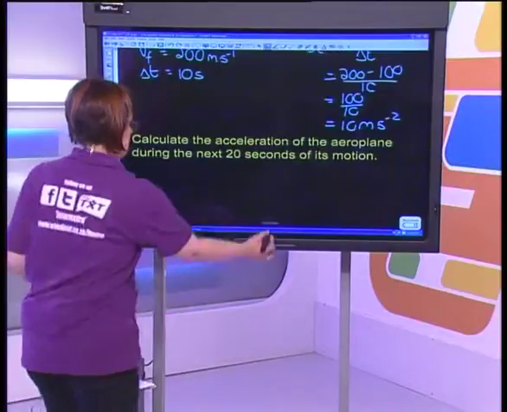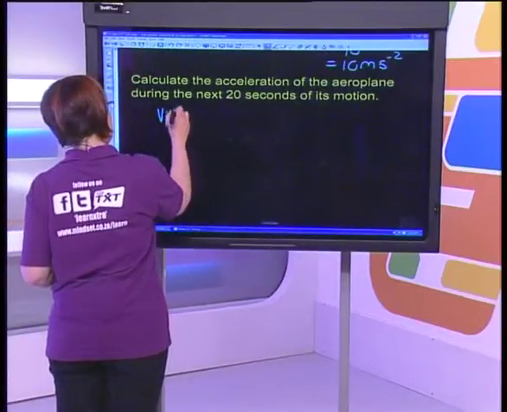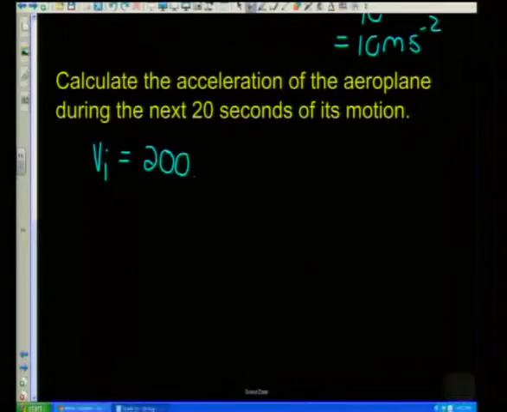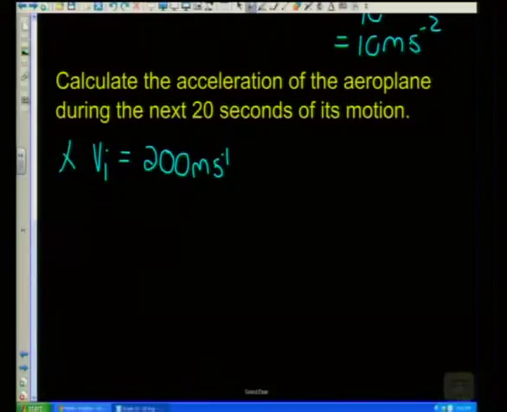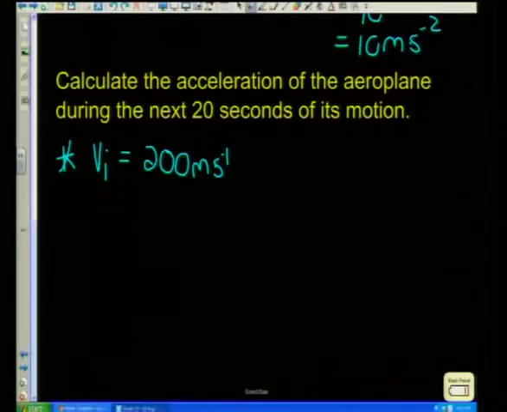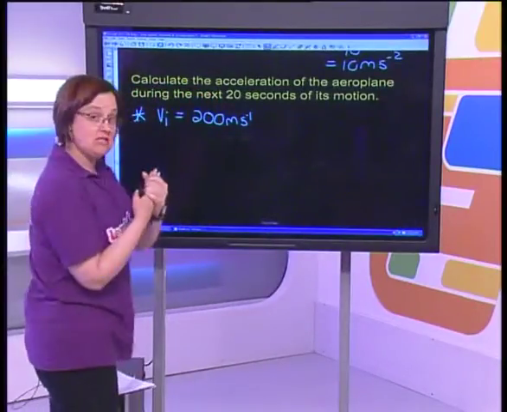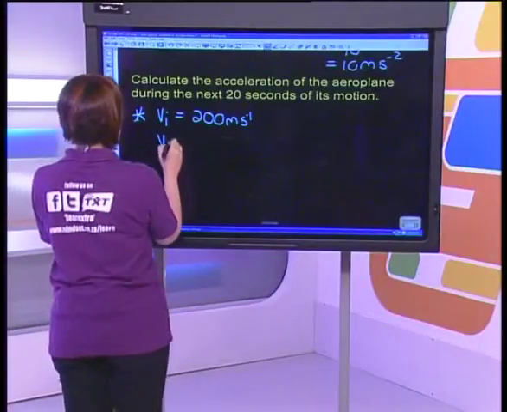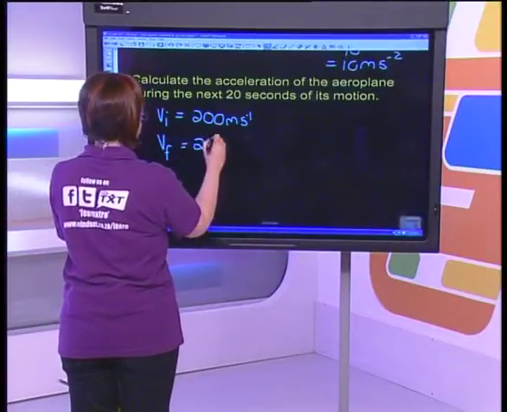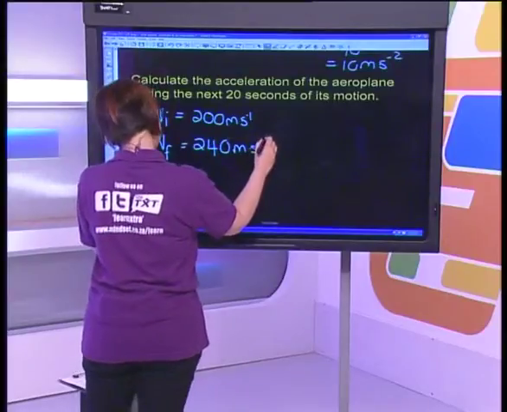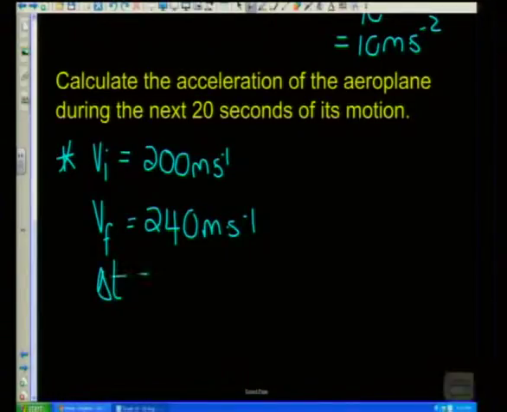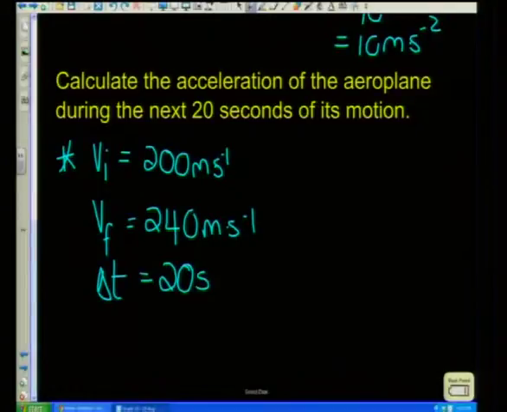What's the trick here, grade 10s? The initial velocity in the next 20 seconds is 200. This was the trick. For you to realize whenever we change motion, there's always something on the boundary that's common. Okay? Always something that's common. So my initial velocity was 200. They said to me that the final goes to 240. And time is 20 seconds, okay?